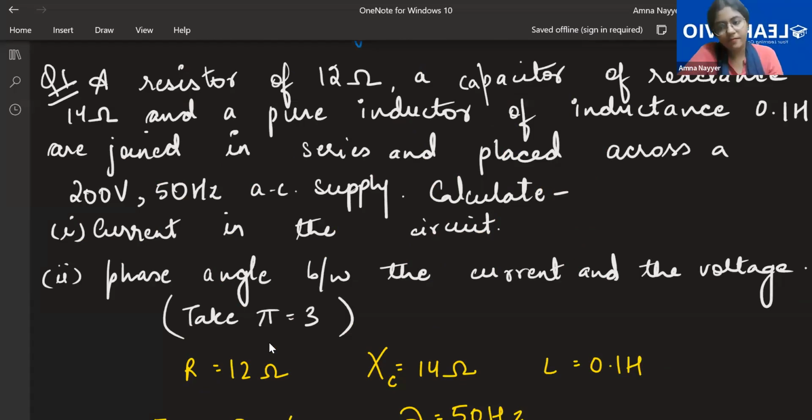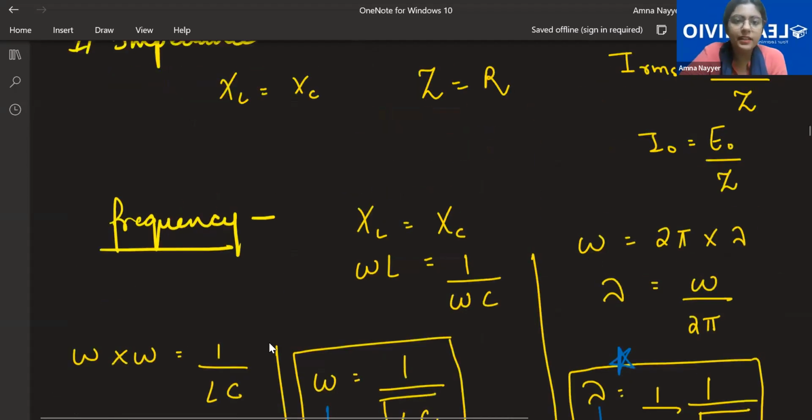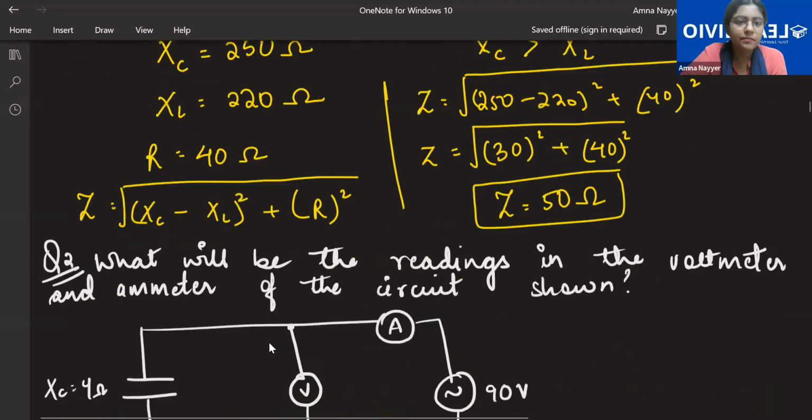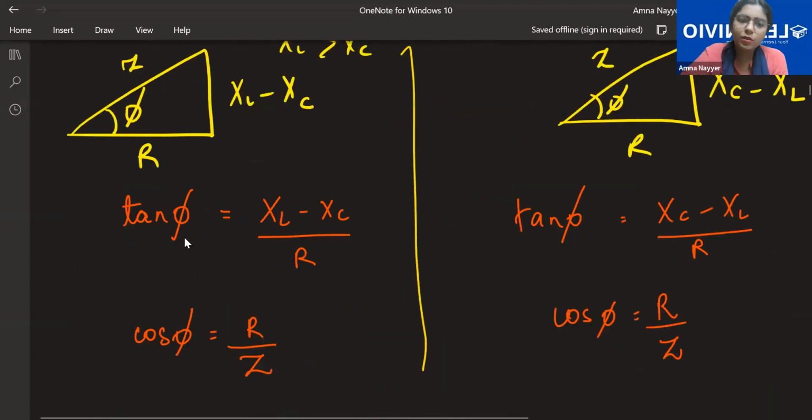Coming to the second part, can you tell me how can we calculate the phase angle? There was a formula for it. When we did the impedance triangle, you can use tan phi also, you can use cos phi also, because both of them are giving you phi. It has not specified whether you have to find cosine of phase angle or tangent of phase angle.